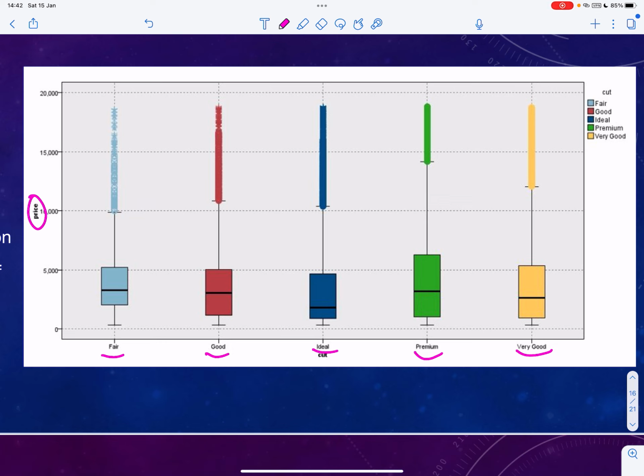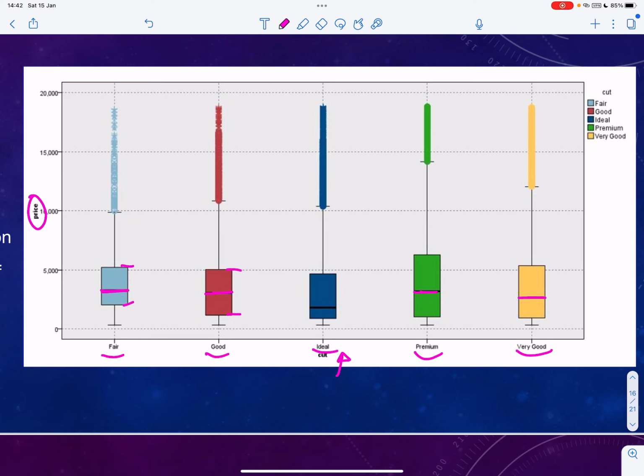The first thing that we have to look at is the median. You can see that the medians are more or less the same except for the ideal. For the ideal cut, the median is lower than the others. The median price of ideal cut is lower. And that's an important thing.